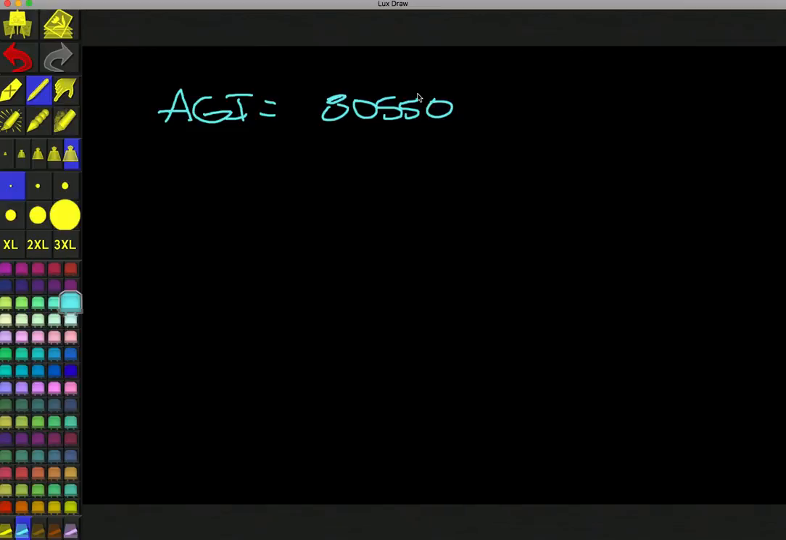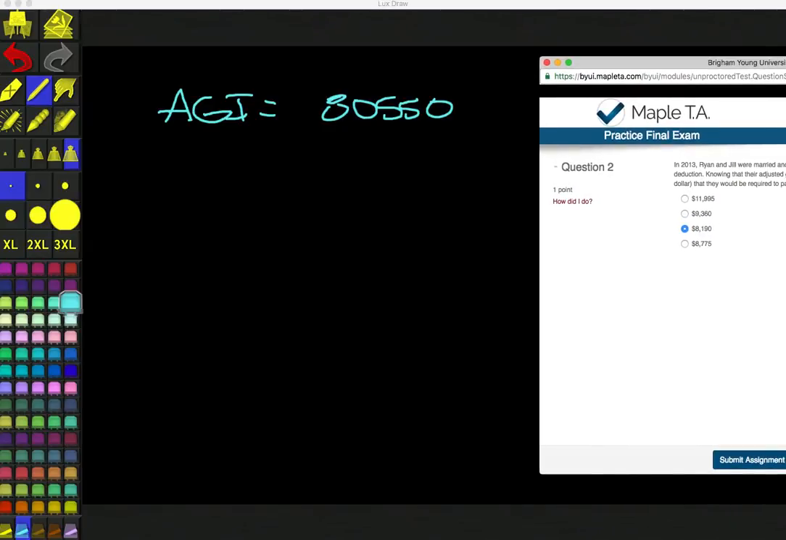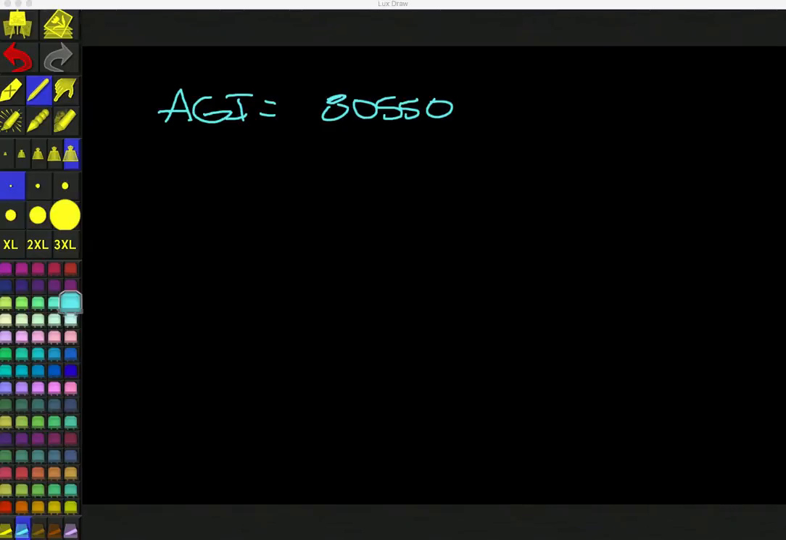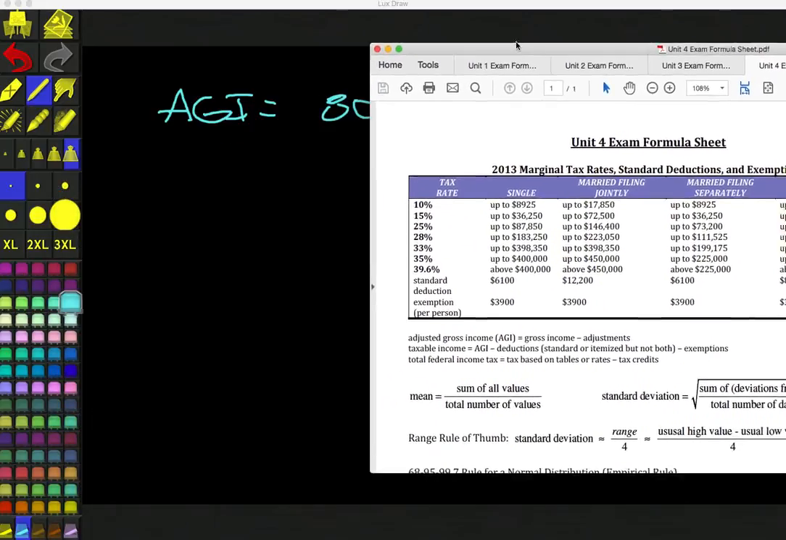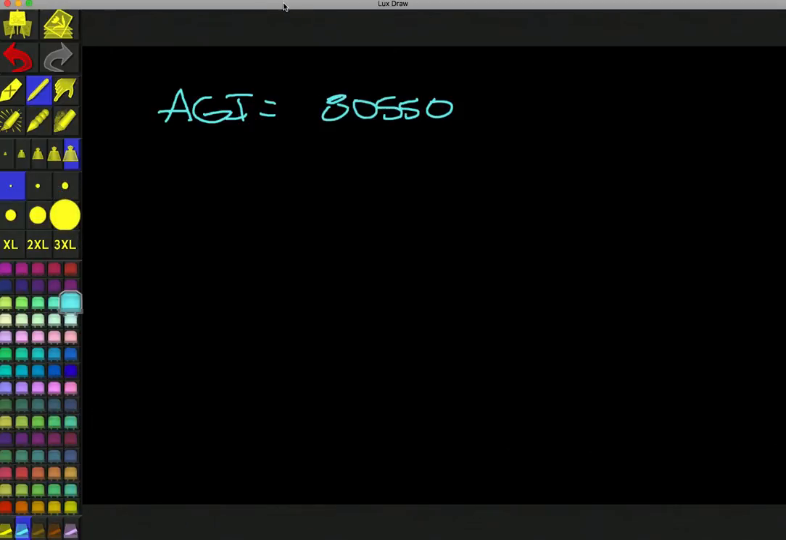There we go. That's their adjusted gross income. It says that they are going to take the standard deduction, and they don't have any kids, so there's just two people on there. Sorry, I'm not looking for that. This is what I'm looking for. I'm going to start off by first finding the taxable income.